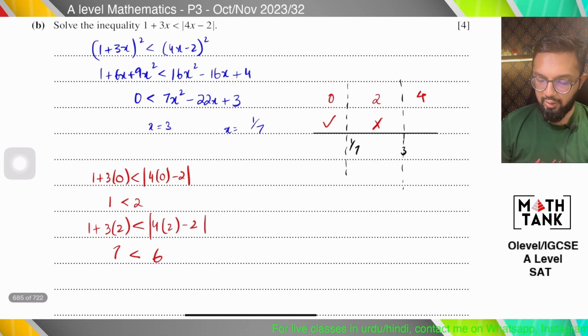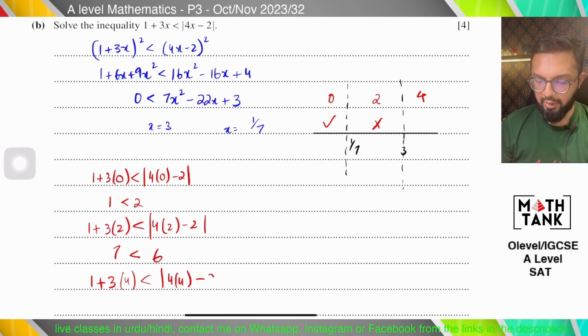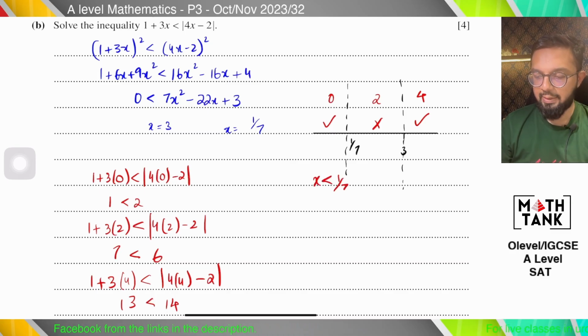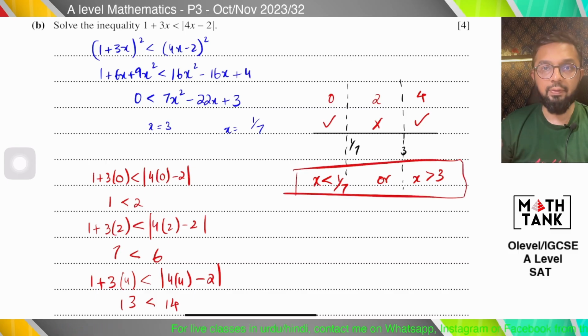Then the third region is 1 plus 3 times 4 less than 4 times 4 minus 2. So I get 13 is less than 14. Yes, that is also a correct region. So my answer should be x is less than 1 over 7 or x is greater than 3. Okay, so both are correct answers and I will give you that as the final answer.